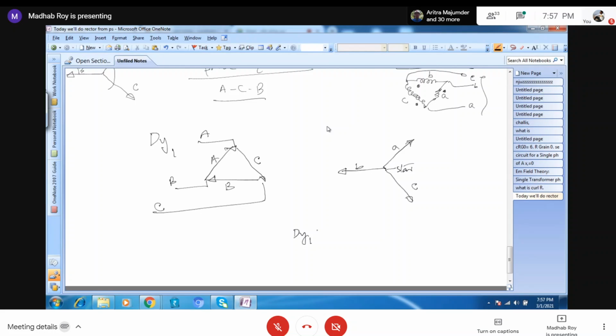So only with this type of ACB. So now here the phase sequence is AC. This is called the phase sequence.